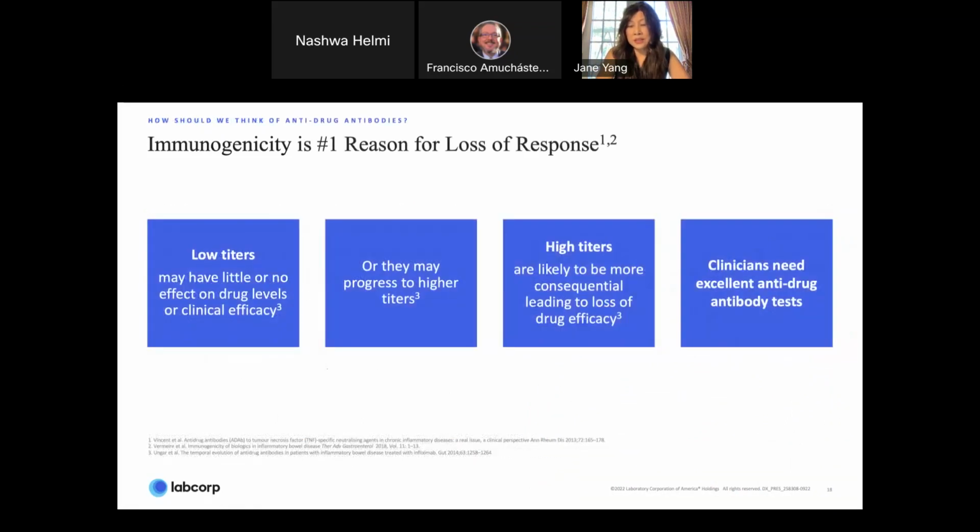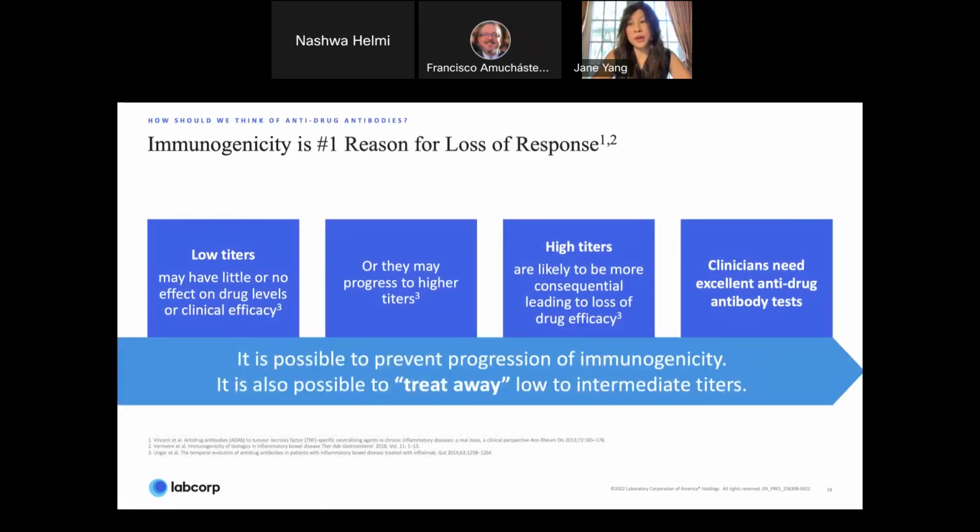In the past, the thinking about antidrug antibodies was binary. No, you don't have them, or yes, you have them, you need to switch. In other words, any amount of antidrug antibodies ipso facto was reason to switch the biologic drug. Now we know that low concentration titers can have little or no effect on free drug levels or drug efficacy. They can be transient and they can go away on their own, or they can even be treated away.